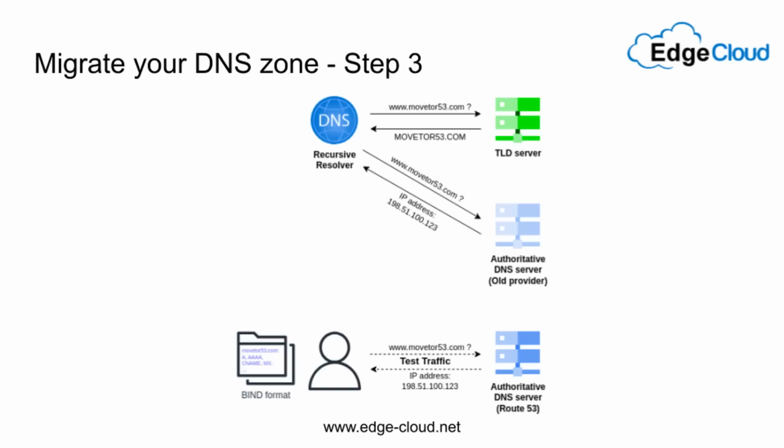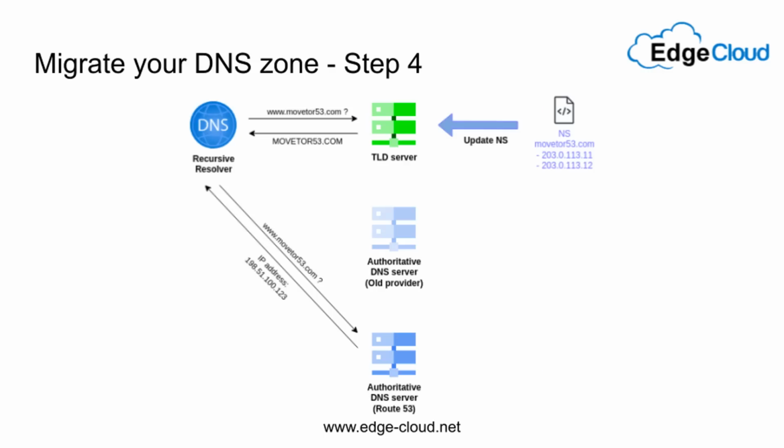In step 3, Route 53 is able to serve DNS requests, but is not being used yet for the DNS resolution of our domain. Instead, the old provider is still being used. Nevertheless, this provides the opportunity to test the responses from Route 53 to DNS queries and validate that these responses are as expected.